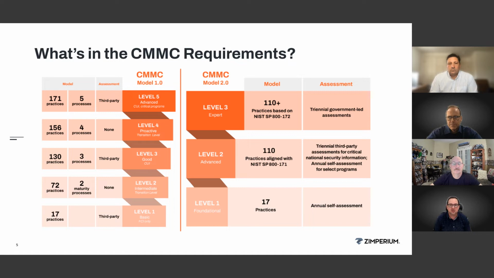So again, this is a significant change from CMMC 1.0, which did not allow POAMs, and instead made CMMC certification the basis of really go, no-go decisions for contract awards.